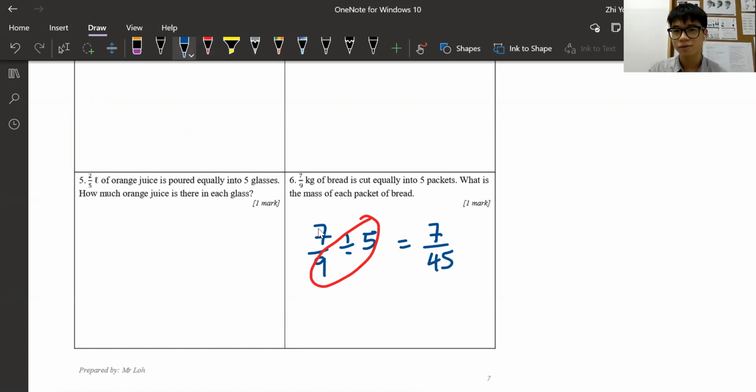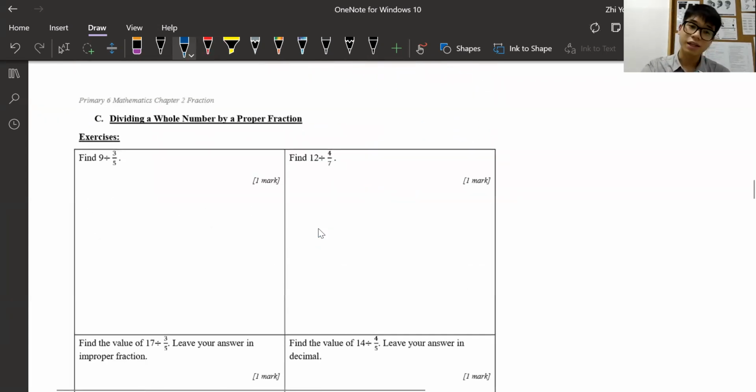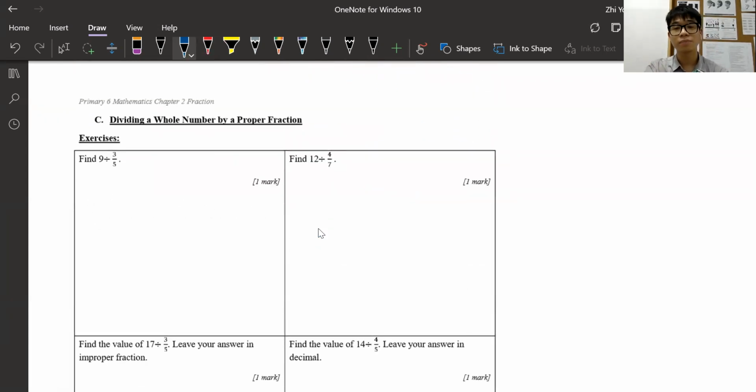Can you simplify? If you feel like you cannot simplify, then don't simplify. If you think that it's simplified already, then you leave it. And if you think you still can simplify, then you try to simplify. And that's all. And the next part, dividing a whole number by a proper fraction, as we have discussed, let me just try one question from here, just to let you know.